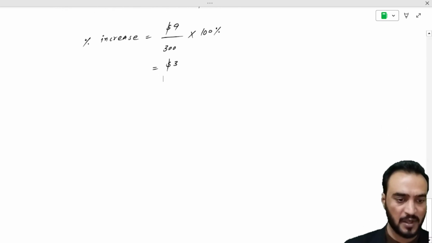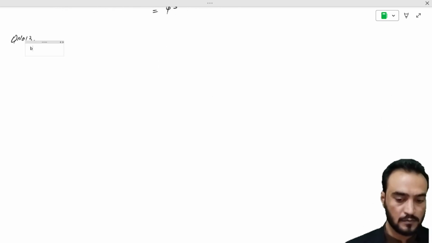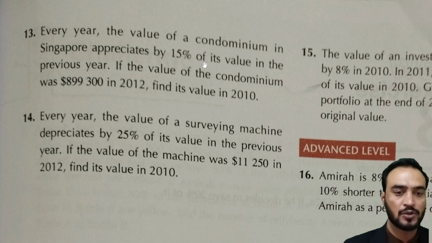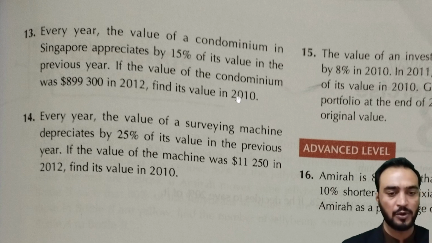Now let us solve question number 13. Question number 13 is this. Every year, the value of a condominium in Singapore appreciates by 15% of its value in the previous year. So it means there is a condominium whose value increases every year by 15% of its value in the previous year. If the value of the condominium was $898,300 in 2012, find its value in 2010. We have to find the value of the condominium in 2010.